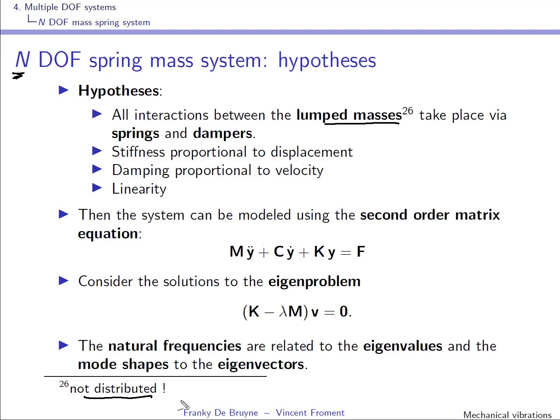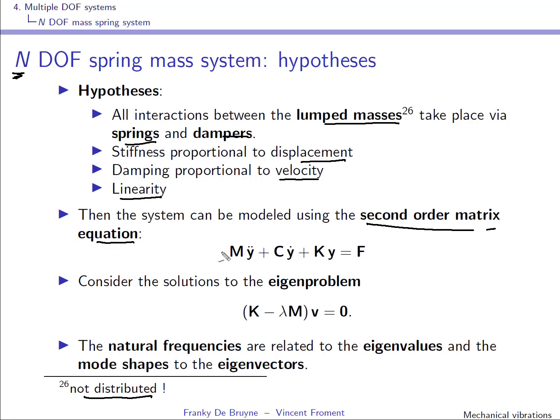of degrees of freedom. And we assume that these lumped masses are linked by springs and dampers, that the stiffness is proportional to displacement, that the damping is proportional to velocity, and of course that the system is linear. And what you can do then is write it as a second order matrix equation.